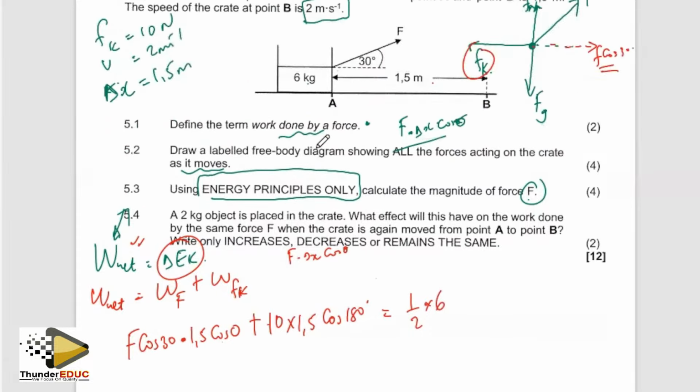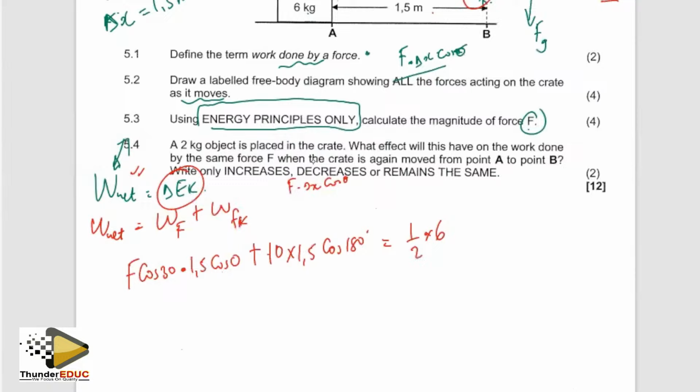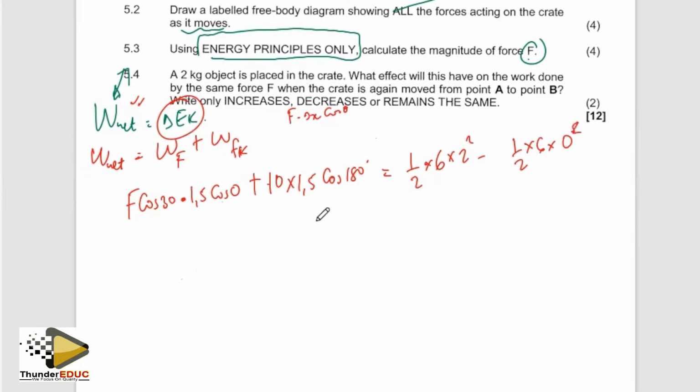Do we know the final velocity? Yeah, they told us the speed of the crate at B is 2. So it's going to be times 2 squared, minus a half times 6, the initial velocity is 0 squared. All right, then I'll have this simplified. So 1,5 cos 0 is going to give me the same 1,5. Then when I multiply it by cos 30, that should give me 1,299.